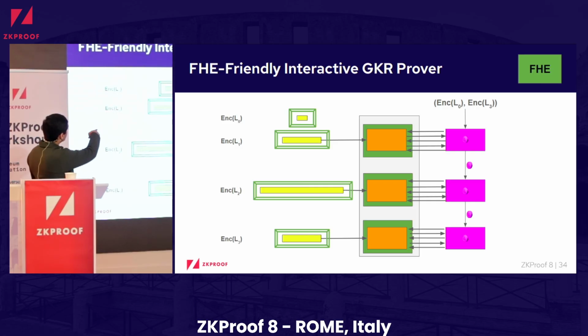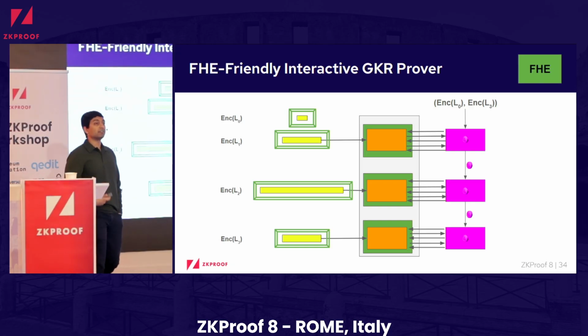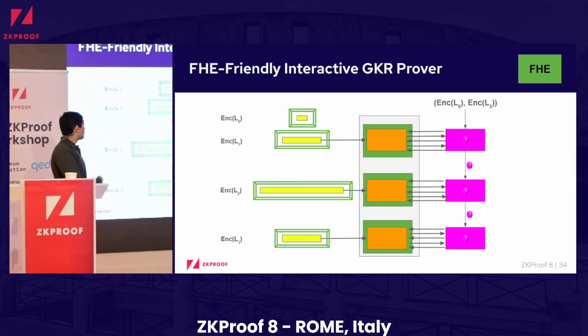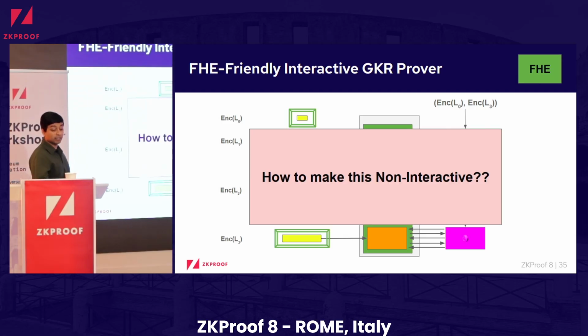As we see, when we're doing the layer reduction from layer I to layer I plus 1, we're only using the encrypted values of layer I plus 1. Yes, we're using coin flips that are verifier challenges, but those are coming in as plain texts, right? So as far as the multiplicative depth of the FHE circuit is concerned, we're happy. Cool. So this gives us an FHE-friendly interactive GKR prover.